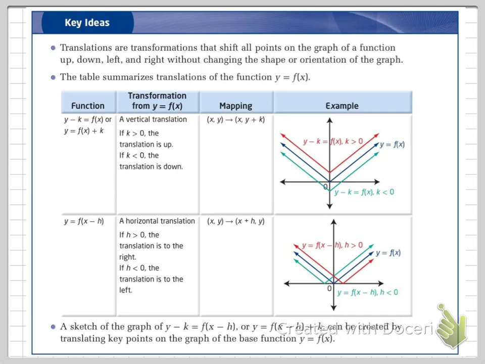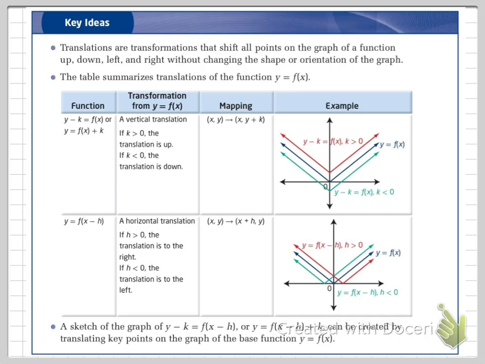y - k = f(x), or y = f(x) + k, is our function. A vertical translation: if k is greater than 0, the translation is up. If k is less than 0, the translation is going to be shifted down. When you write that as a mapping, (x, y) maps onto (x, y + k). Now, if it was negative, it would be shifted down. That's shown in the green graph. If it's positive, it's shifting up.